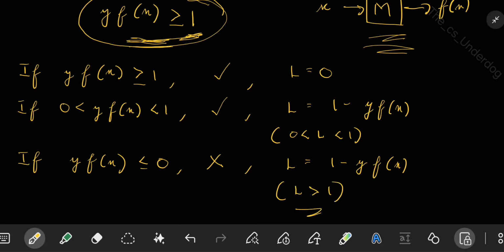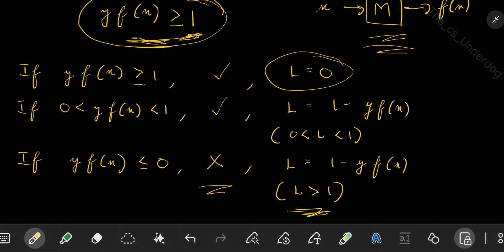Why is this greater than 1? Because y into f of x is a negative value. So if you do 1 minus some negative value, it is going to be 1 plus that positive part, which would mean your loss is surely going to be greater than 1. That is, when you have a wrong prediction, you add a loss greater than 1. When you have a right prediction but it is not confident enough, you have a loss which is less than 1. When you have a right prediction which is confident, then your loss will be 0.